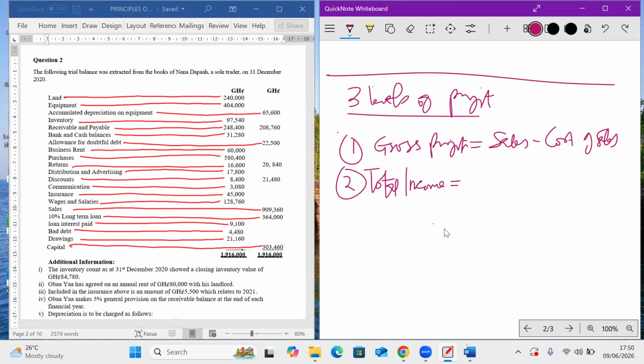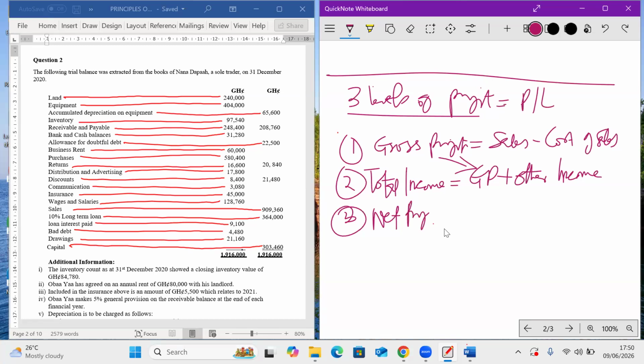Then the second profit, we will find total income. We will find the gross profit here, which is the GP. We will add other income. And then the third profits, which is the final profit for the P&L, profit or loss. We'll find the net profits or loss. We'll bring the total income, which is the TI. Then we will less operating expenses. So this is going to be the guide.